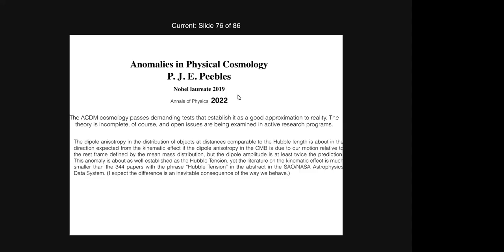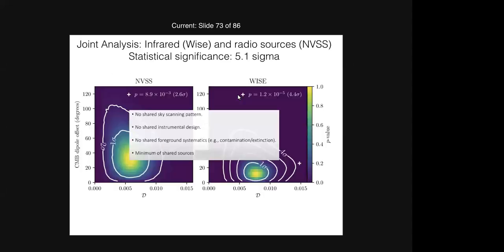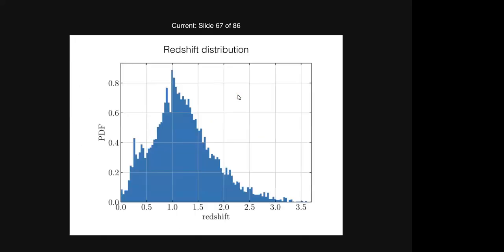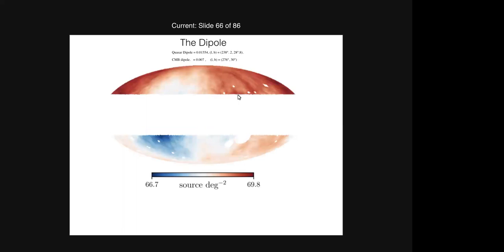Yes, I have a question. Can you go back to the plot of the quasars? When you do your simulations of the quasar dipole, are you including any of the foreground effects that are apparent here? Could you repeat the question for people?